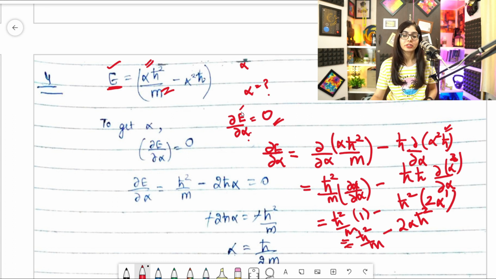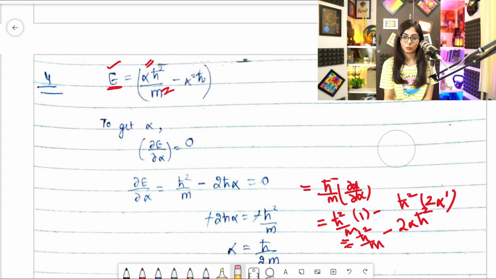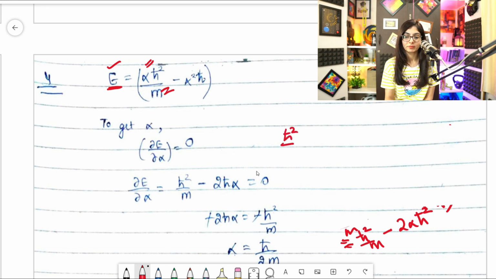So I have to find out the value of this alpha. I told you we will put it equal to 0. Let me rub it first so that it becomes more clear and visible. So it is H cut square by m minus 2 alpha H cut, and we are putting it equal to 0 so that we can find out the value of alpha. So H cut square by m is equal to 2 alpha H cut. Clear?